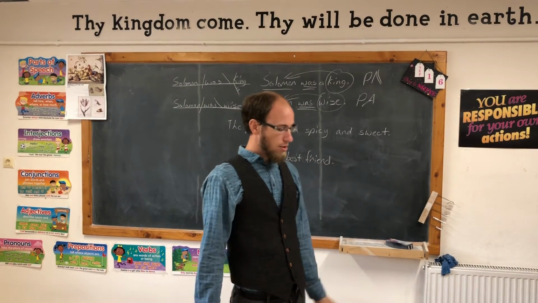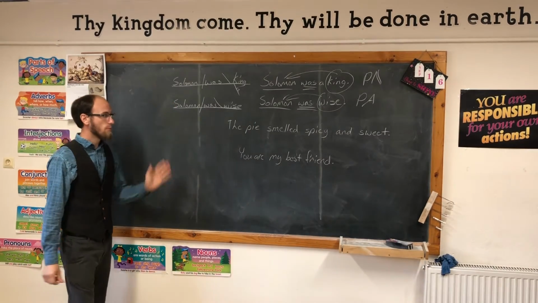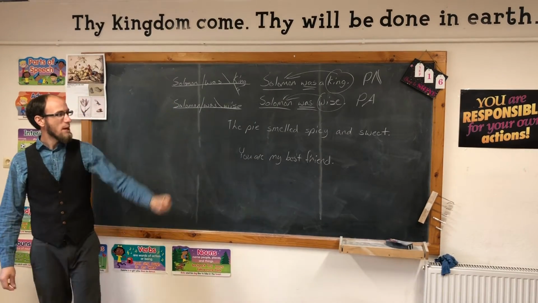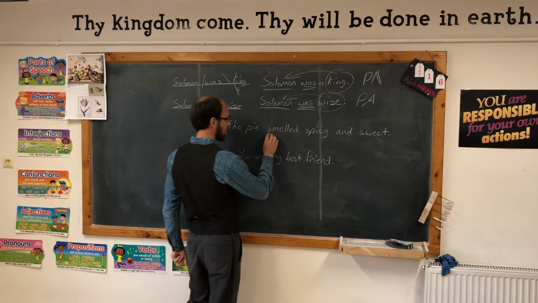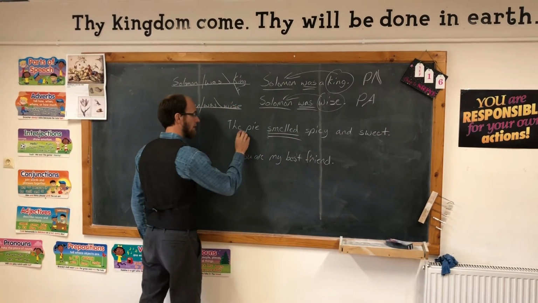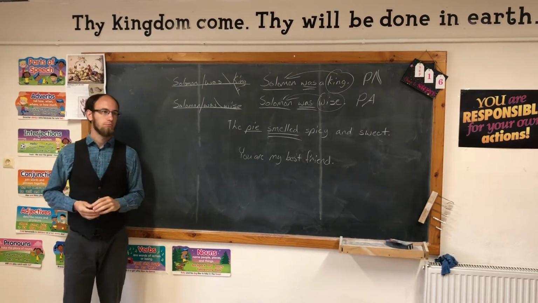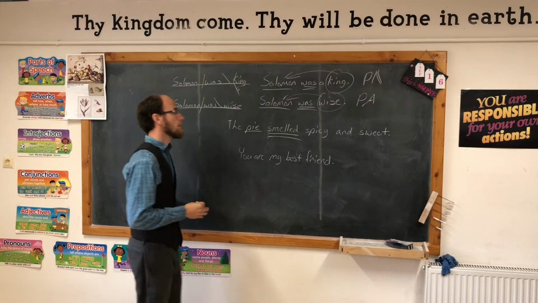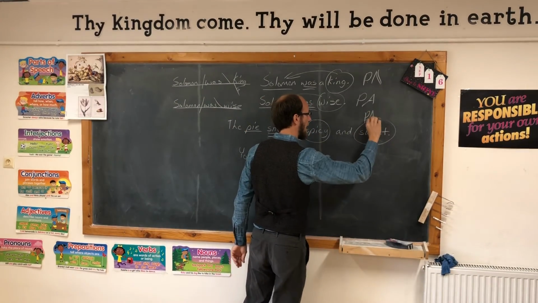Okay, let's look at some predicate adjectives or predicate nominatives in these next sentences, and then we'll diagram them. The pie smelled spicy and sweet. What's the verb? Smelled. What's the subject? Pie. What are the...? Spicy, sweet, predicate adjective. Good. Spicy and sweet are both predicate adjectives.